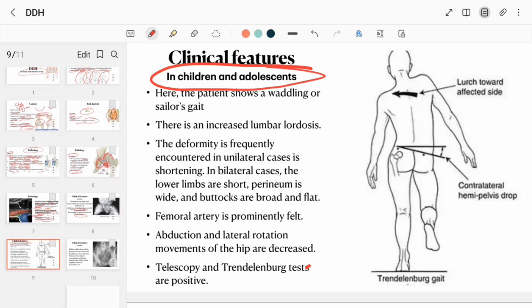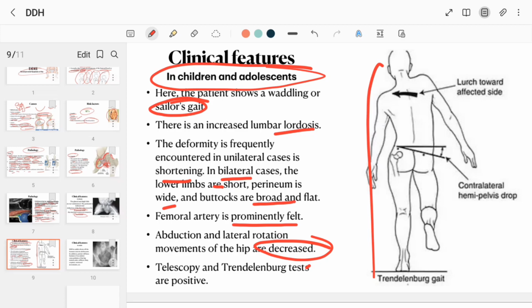Here the patient shows a waddling and sailor's gait. Okay, here we can see the gait. Okay, and there is an increased lumbar lordosis. Okay, the deformity is frequently encountered in the unilateral case, and shortening in the bilateral case. The lower limbs are short, the perineum is widened, and the buttocks are broad and flat. Okay, the femoral artery is prominently felt. Okay, abduction and lateral rotation movements of the hips are decreased. Okay, the telescopy and the Trendelenburg tests are positive.